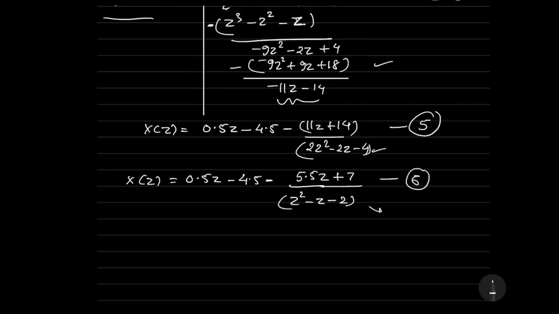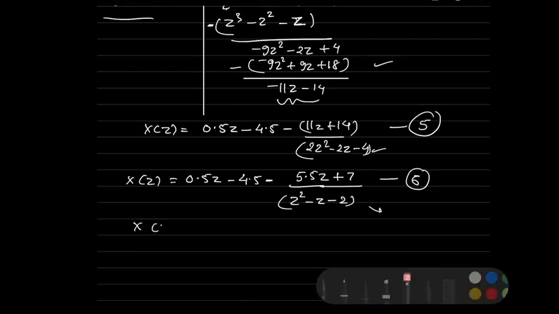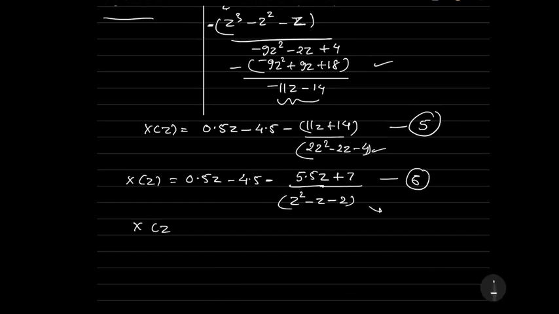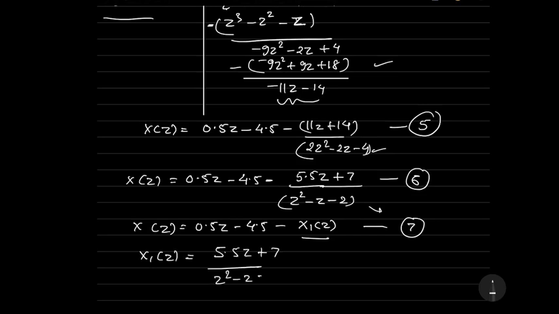Now this is a proper rational function. So let's say X1(z): X(z) = 0.5z − 4.5 − X1(z). Now we will do the partial fraction method on X1(z). By comparing equation 6 and equation 7, we come to know that X1(z) is (5.5z + 7)/(z² − z − 2). Now we will factorize the denominator of X1(z). When we factorize this, we get (z + 1)(z − 2).